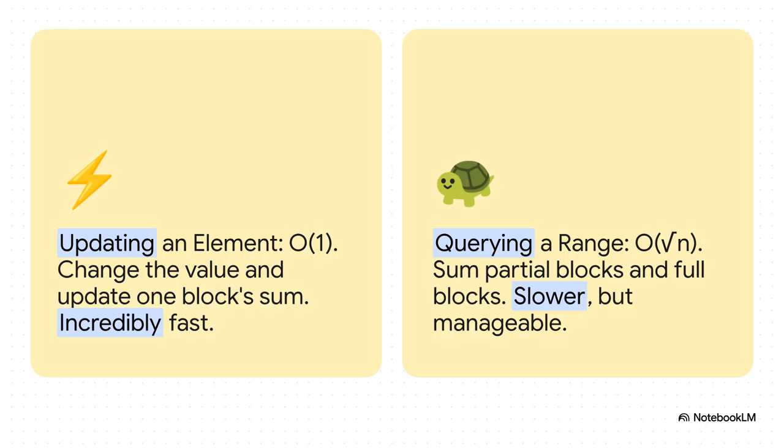And this slide just brilliantly shows the central trade-off. This is a key point to bring up when you're structuring your answers. Updating an element is now crazy fast, O(1) time, because all we have to do is change the value in the array and then update the sum for that one block it belongs to. The cost? Well, our range sum query is a bit slower now, taking O(√n) time.